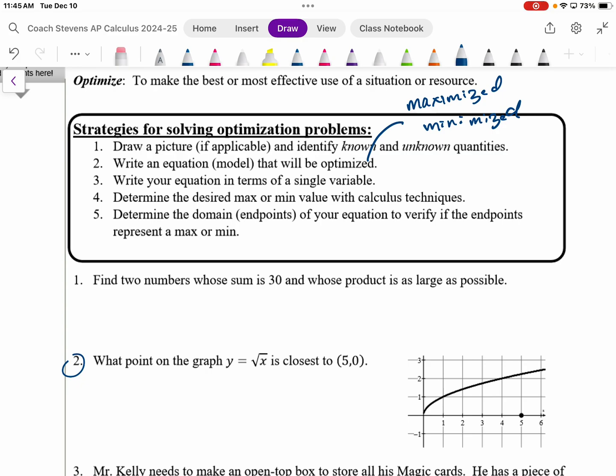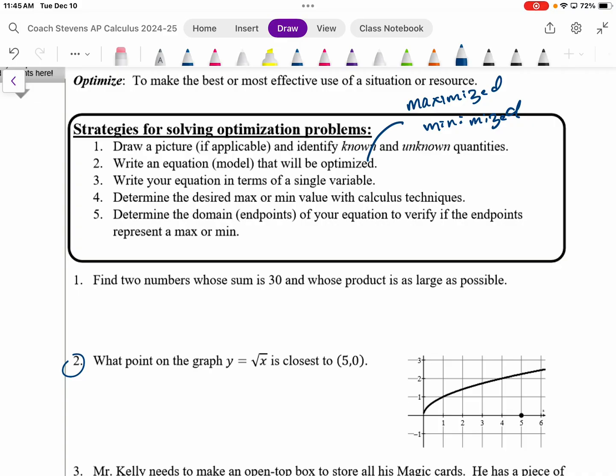Step number 3, we need to write your equations in terms of a single variable. Again, thinking about when we write the area equation, length times width, we have two different variables. So once we write our two equations, the equation that's not being optimized, we need to resolve that for a letter so that when we substitute it into the one we're taking the derivative of, we only have one variable. That way we don't have to do implicit differentiation stuff. We're not intended to do that in this section.